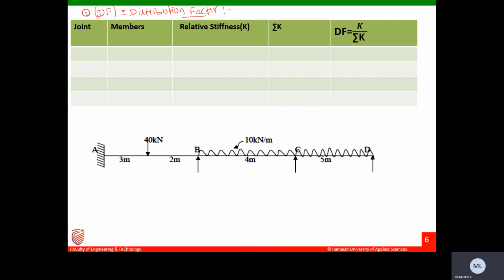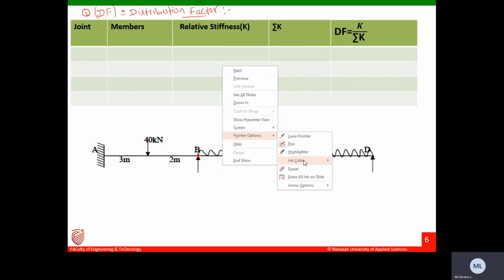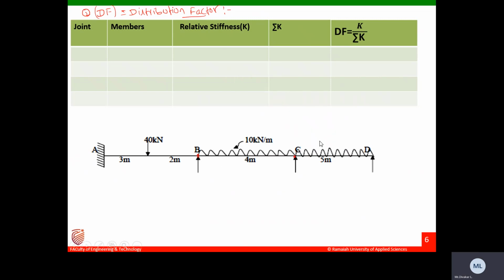We need to identify which one is the intermediate support. B and C are the intermediate supports, and A and D are the end supports. Now let us identify the intermediate supports. Which one is the intermediate support here? B is an intermediate support and C is an intermediate support.